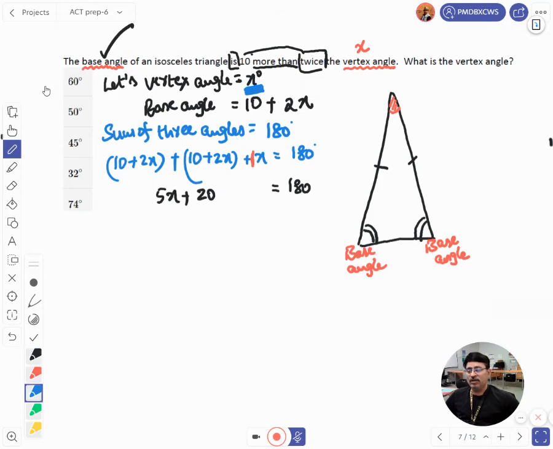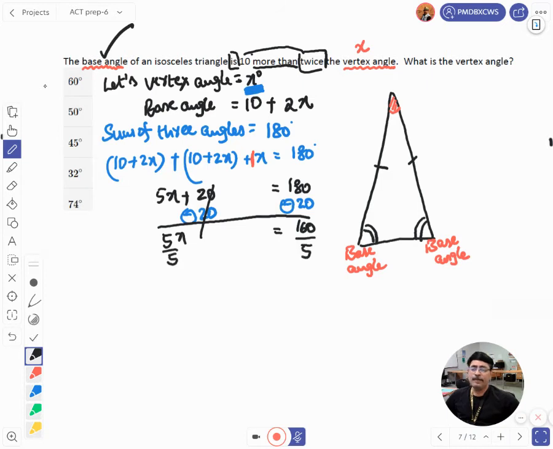Now you know how to isolate the variable: take away 20, then you get 160 here. 5x is 160, division by 5. So the value of x is, you can make use of a calculator, 32.